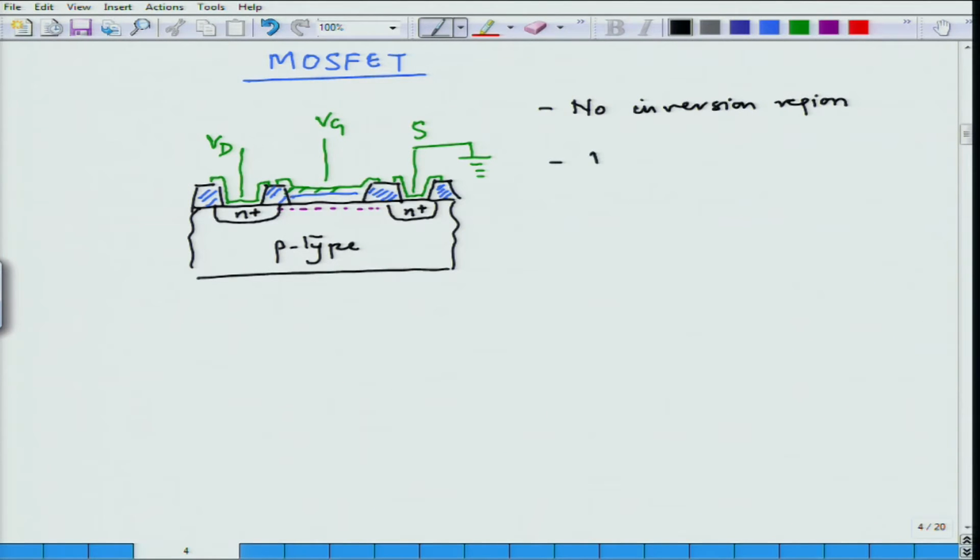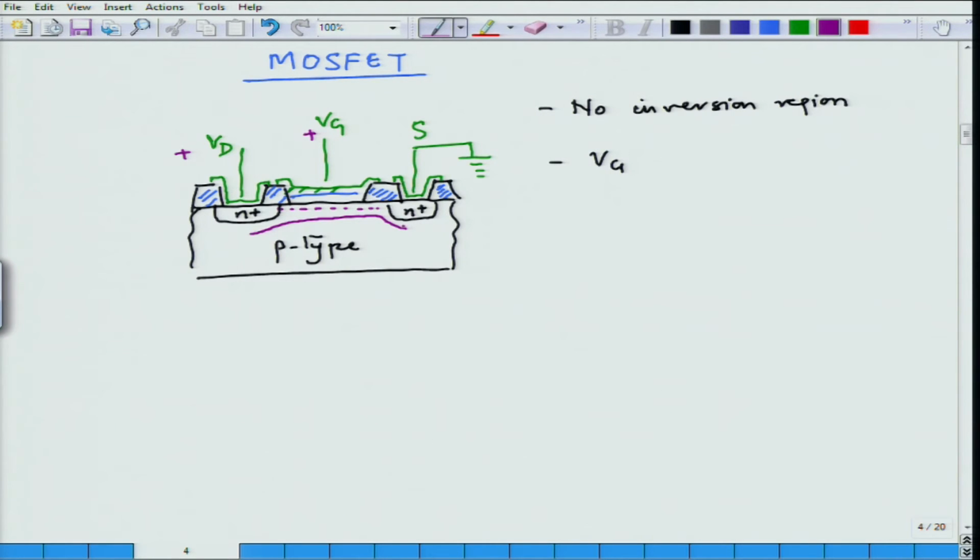Then I apply Vg. When Vg is increased, first I will get a depletion region, and depletion is going to be created in this manner, because if I am applying a Vg, source is 0 and Vd is at some positive value. Let me take this to be a positive value, and hence there is less depletion, more depletion in the Vd side and less in the source side.